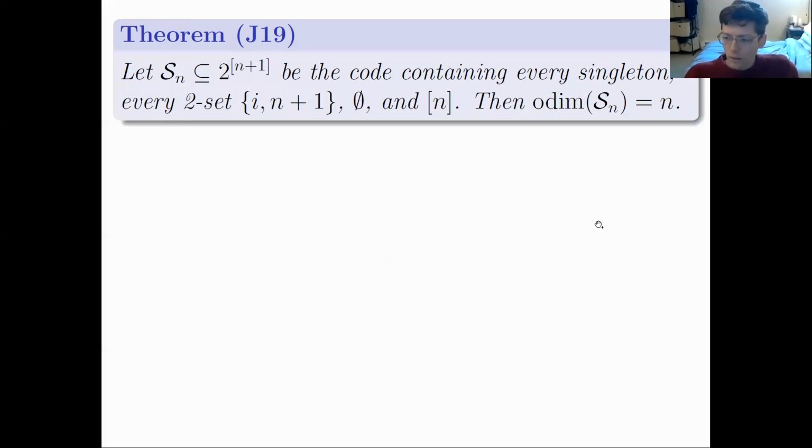Okay, so that's one application. To tell you about another one, I'll need to introduce a few objects to talk about. The first will be a family of codes that I'll call S sub n for any, let's say, n greater than or equal to 1. And what is this code? Well, I'm going to have every singleton code word. I'm going to have every pair that contains the neuron n plus 1. I'll have the empty set, and I'll have the set 1 through n. And so this theorem from before, an equivalent version, at least in the k equals 1 case, is that the open embedding dimension of this Sn code is actually equal to n.